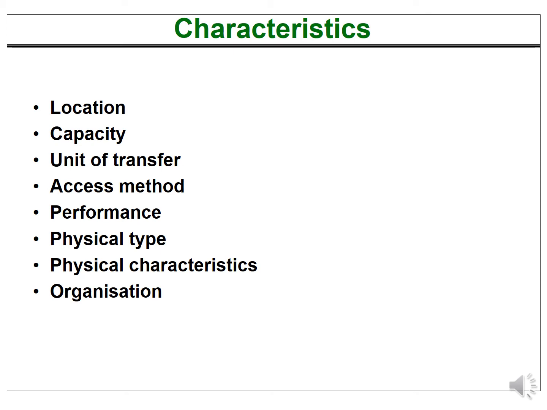When you say that I have 2 or 3 or 4 memory devices connected to my computer, you want to differentiate between them. How do you differentiate between the various memory devices? You use certain characteristics in order to differentiate between them. Now, the characteristics are location. They may be different in terms of capacity, in terms of unit of transfer, in terms of access method, performance, physical type, physical characteristics, and organization. We'll talk about these characteristics one by one.